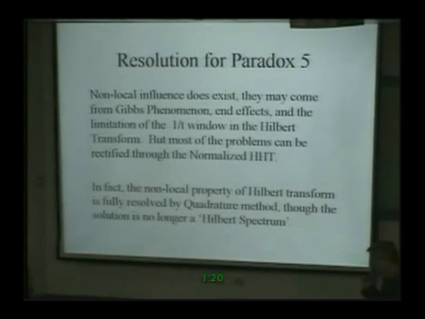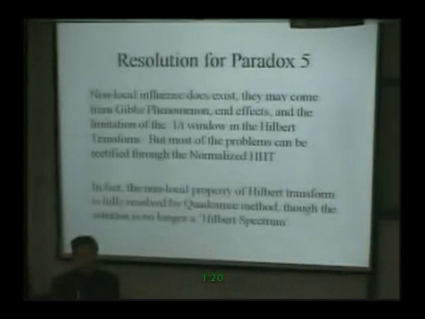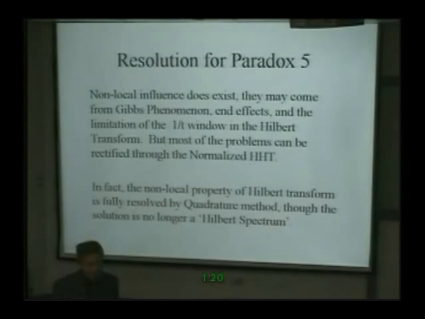So the HHT, when it was first developed, totally depended upon the Hilbert transformation. After I studied it, I found the Hilbert transformation may have a problem because of its linear property, and it will not fully take care of the nonlinear complicated phase function. So I came up with this quadrature method, and once we have the quadrature method, then we are not limited by this 1/t window anymore.